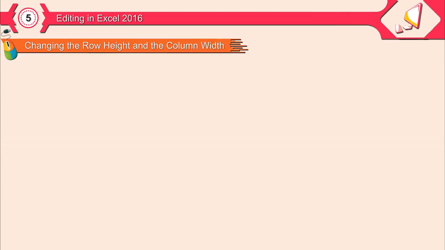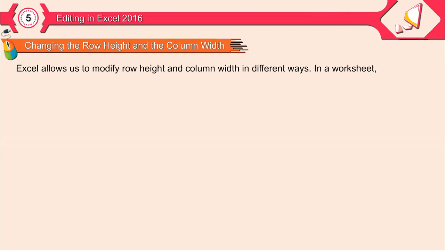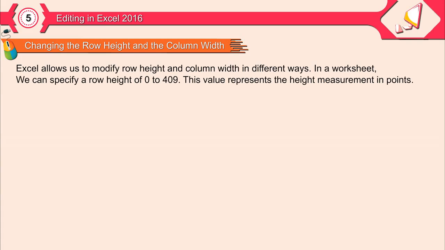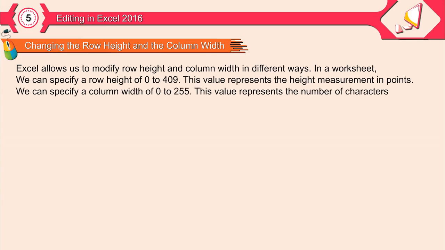Changing the row height and the column width. Excel allows us to modify row height and column width in different ways. In a worksheet, we can specify a row height of 0 to 409. This value represents the height measurement in points. We can specify a column width of 0 to 255. This value represents the number of characters that can be displayed in a cell.